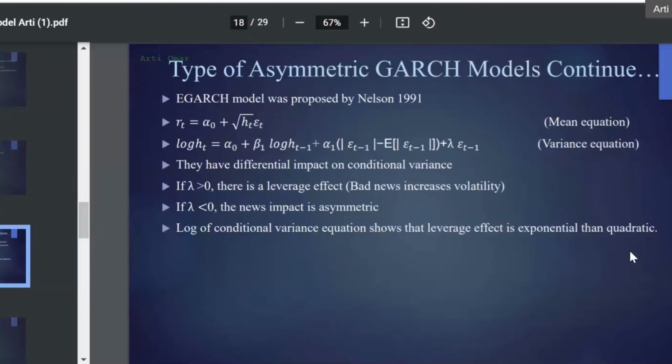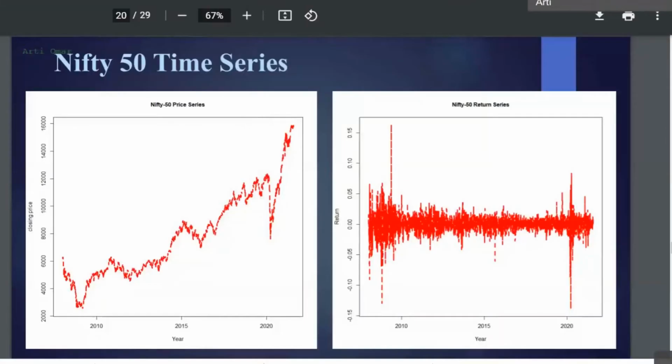Now coming to the third part. Let me take you through some graphs which I've plotted from R, and if time permits, I will take you through R also. Otherwise, we will do it in the next session. The first series you can see is the Nifty 50 time series. This is a simple time series plot of the Nifty 50.